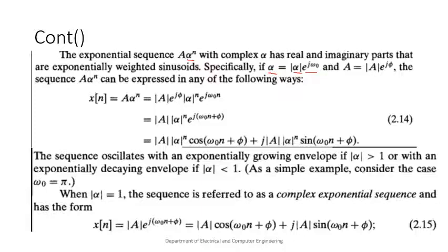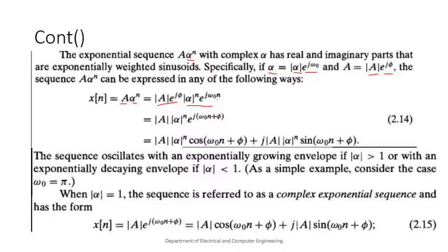Likewise, a is also complex. So if a is complex, a will have a magnitude and a phase. So we are going to substitute the values of a and alpha here. So a is equal to this, and alpha is equal to this. Because alpha has power n, we will have alpha power n e raised power j omega naught n.